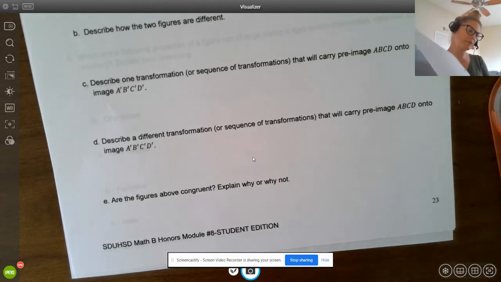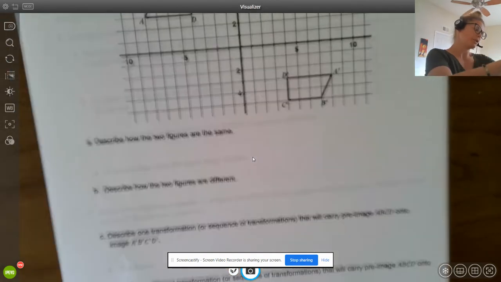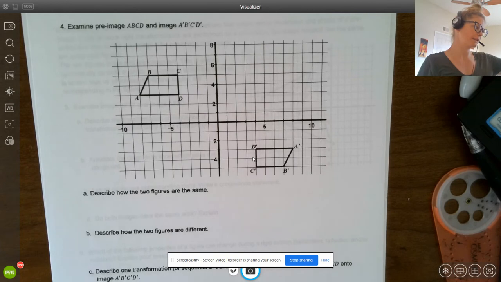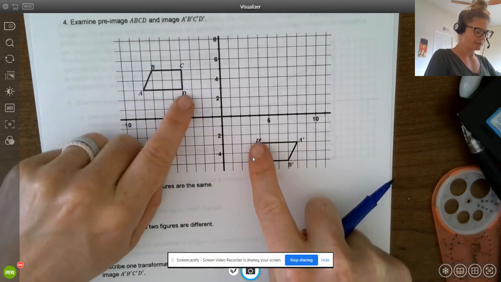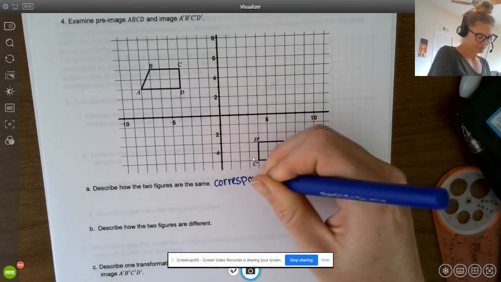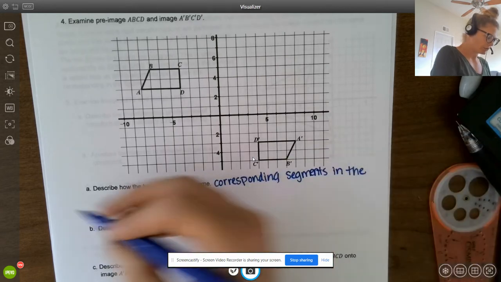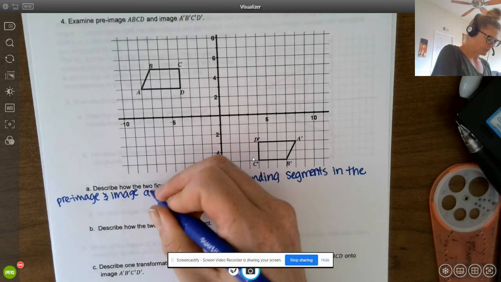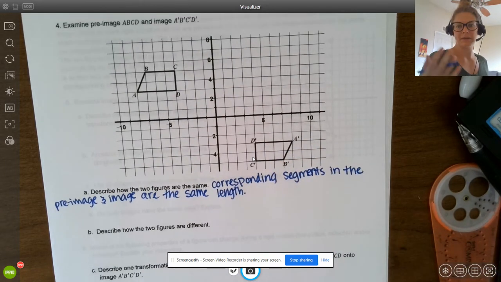So taking a look at number 4, we're going to be examining a new quadrilateral, and we're going to describe how the 2 figures are the same. So we're going to use our best mathematical vocabulary to do this, looking at how these are the same. Well, first we should probably look at the corresponding segments and corresponding vertices. Corresponding segments in the pre-image and image are the same length. Making perimeter the same, making area the same.